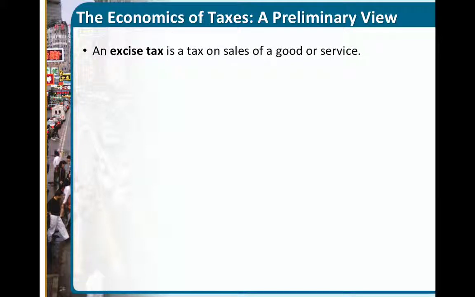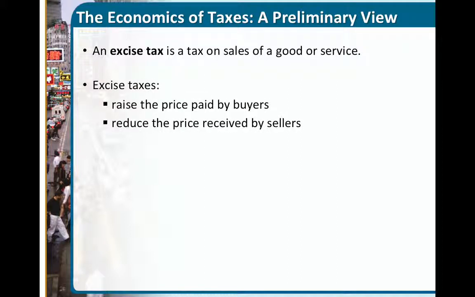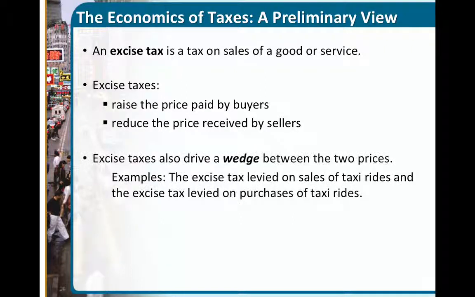So let's first look at excise taxes, which is a tax on the sale of a good or service. A good example of this is a hotel tax, service charge. When you get a hotel room, sometimes there is a $10 tax added on to it that the city puts on there. So these excise taxes will obviously raise the price that you pay as the buyer, but it also reduces the price that the sellers receive at the same time. This drives a wedge between the two prices. So let's take a look at that.